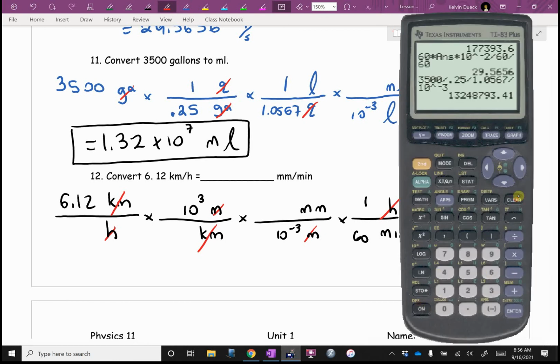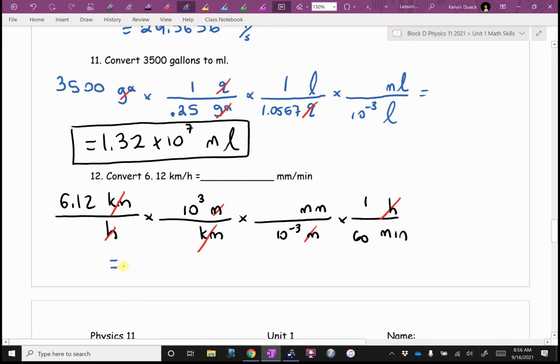I have no idea what the answer is here. Again, make sure you're following along on your calculator. It's a good way to practice with your calculator. I think that's right. Oh, works out evenly. You'll get 102,000. It's a fluke that it worked out evenly, but I'll take that. Let's write that in scientific notation to 3 sig figs. So 1.02 times 10 to the 5 millimeters per minute.